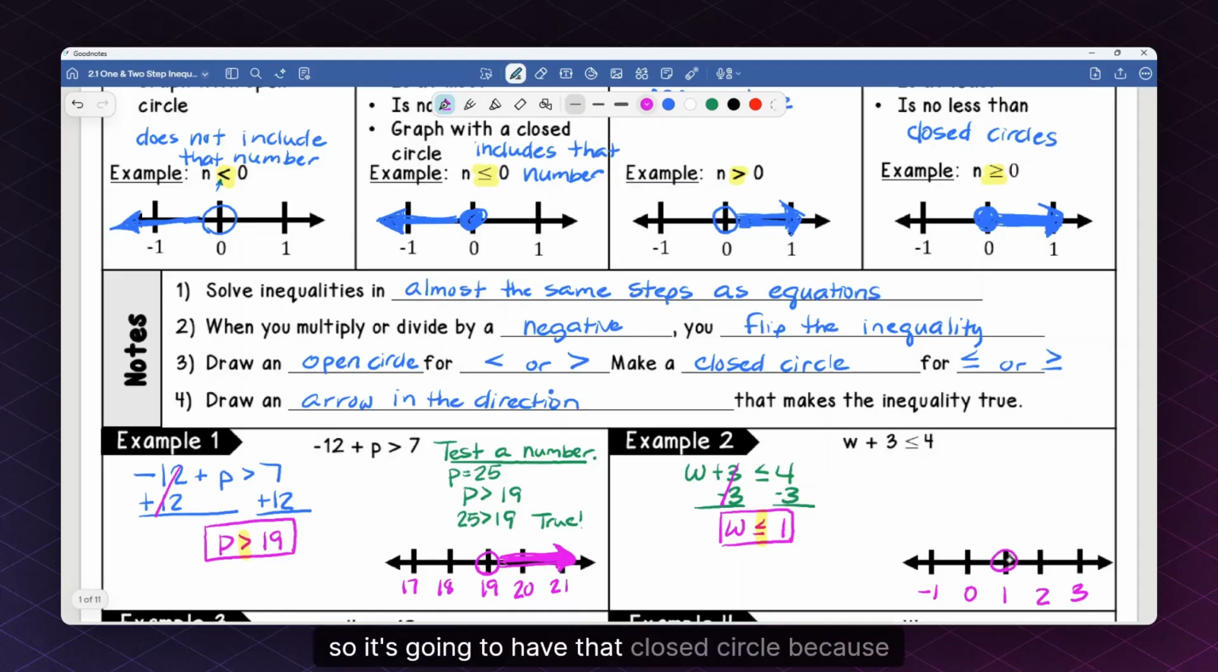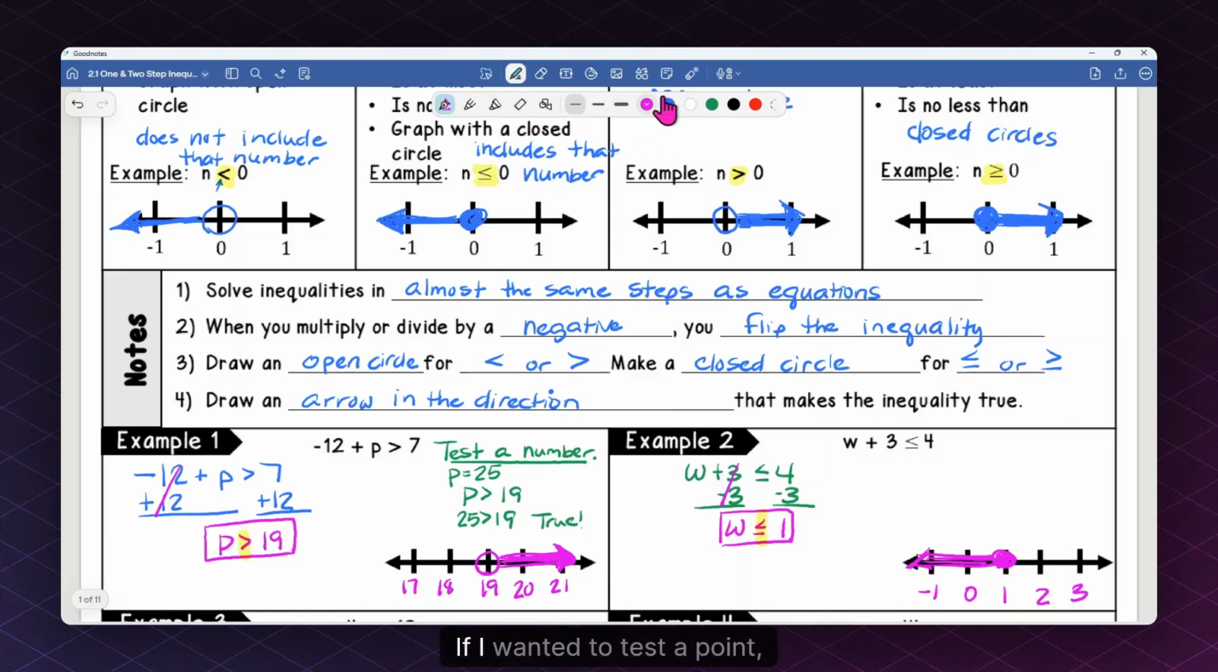Okay, so it's going to have that closed circle because it includes that 1. And then I'm going to shade it. It says less than or equal to, so this side is all going to be less than. All these numbers are going to be less than that. Oops, let me fill that in again. My thing keeps automatically erasing on me. We'll just shade it like that.